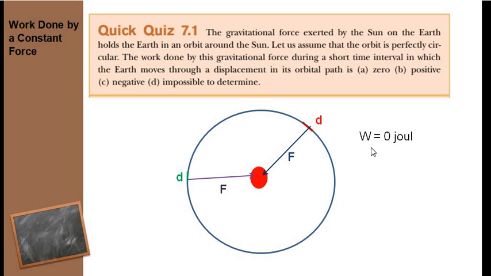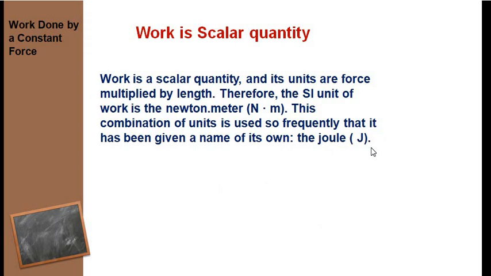I'll stop here for this part. I would say that work is a scalar quantity, and the unit of work is newton multiplied by meter, because it's force multiplied by displacement multiplied by cosine theta. Cosine theta is dimensionless, so it's newton multiplied by meter, and this has a name, joule. So the unit of work in SI units is joule.